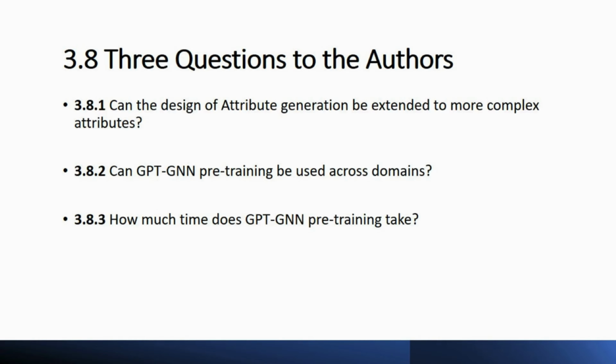My first question is about attribute generation. The current design mainly reconstructs vector representations. Can the framework be extended to handle more complex attributes, such as full text or multimodal inputs? This is important because many real-world graphs contain attributes far richer than numeric vectors.